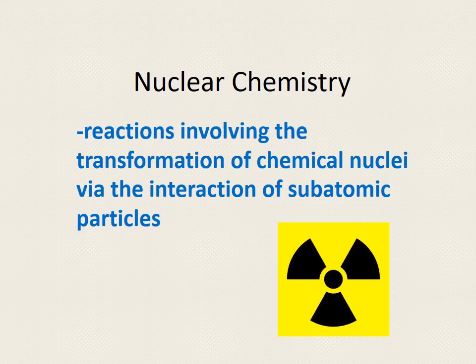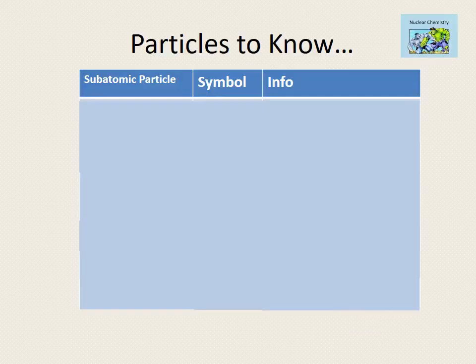In this video, we're going to look at some nuclear chemistry reactions. A nuclear chemistry reaction involves taking a nuclei and changing it into something else. There's several different ways you can accomplish this. So we're going to have to know some particles here. So let's go through a few.